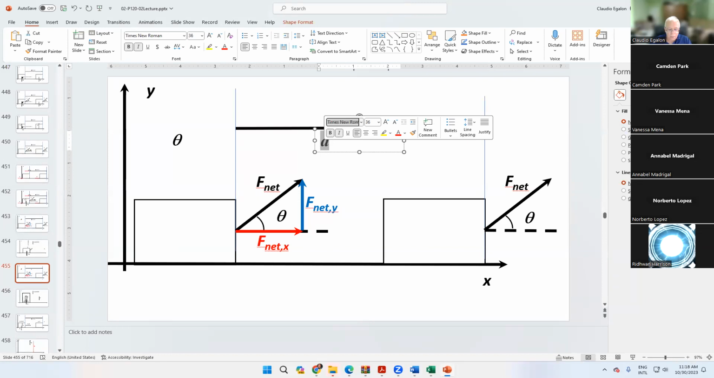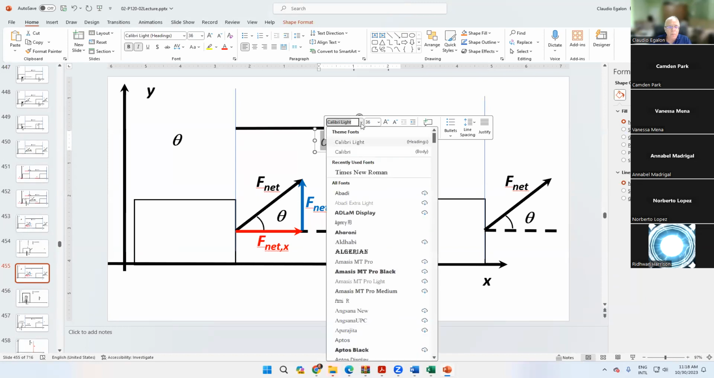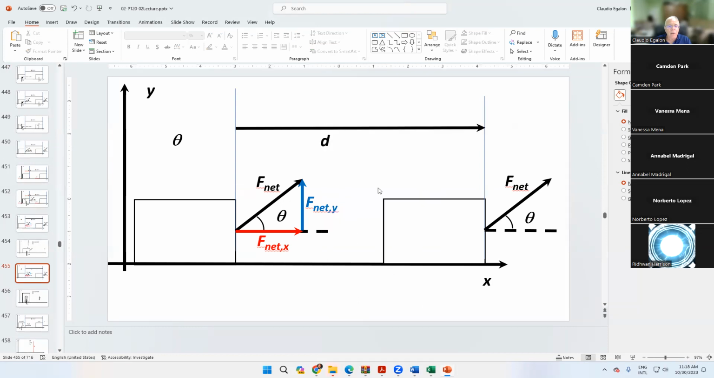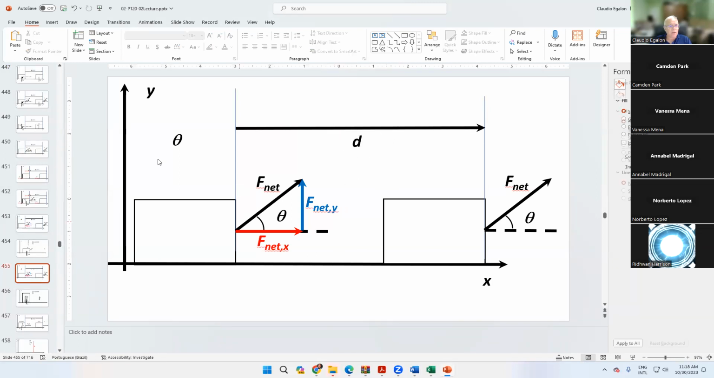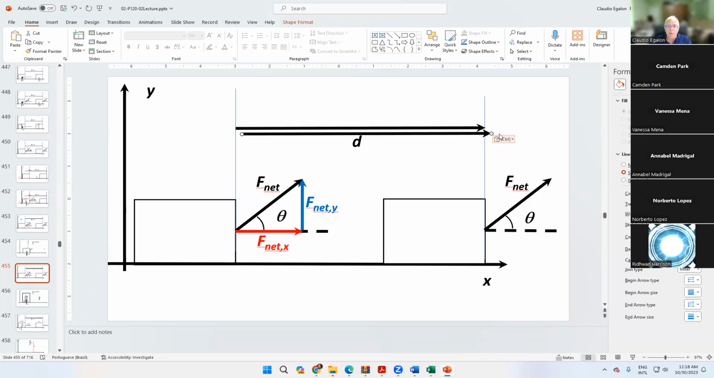Delivery, okay, D. The car is this block that you see right in here. Flat surface, I'm going to put the velocity vector just above this block.